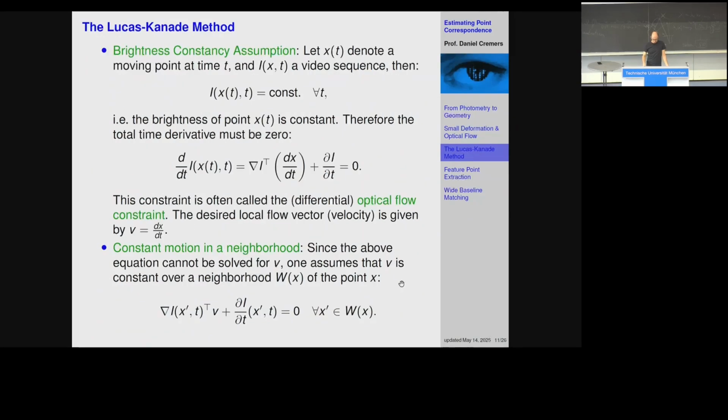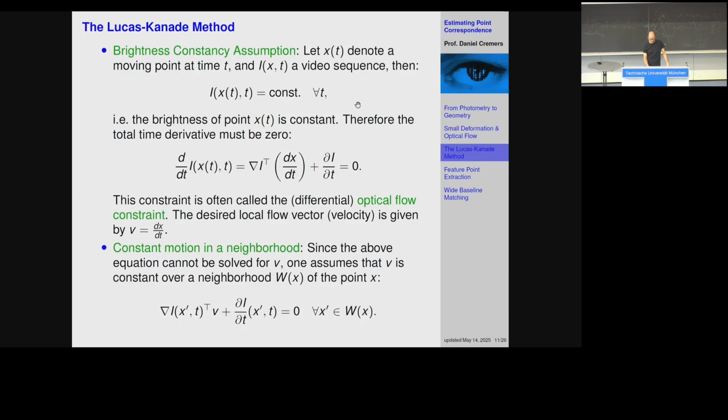I'll tell you very briefly what the Lucas-Kanade method does, because next week I'll not be there, and then it's going to be recordings that you can watch about Lucas-Kanade, about correspondence. But the key idea here is twofold. One is this brightness constancy assumption, the assumption that a point, when I see it over time, has the same brightness. So I have a point x of t, it moves over time, and when I evaluate the brightness at the location of this point, it should be the same for all times.